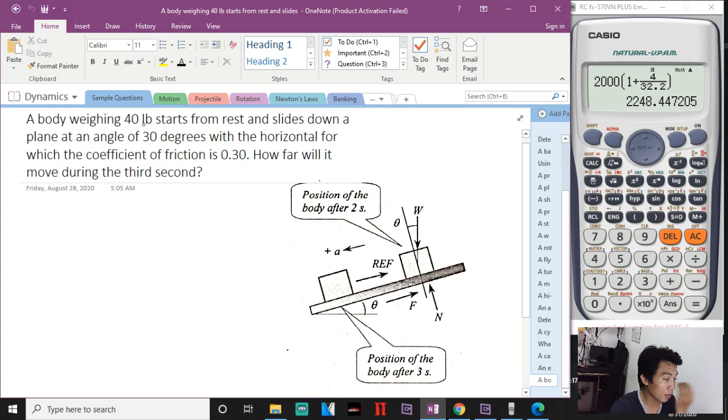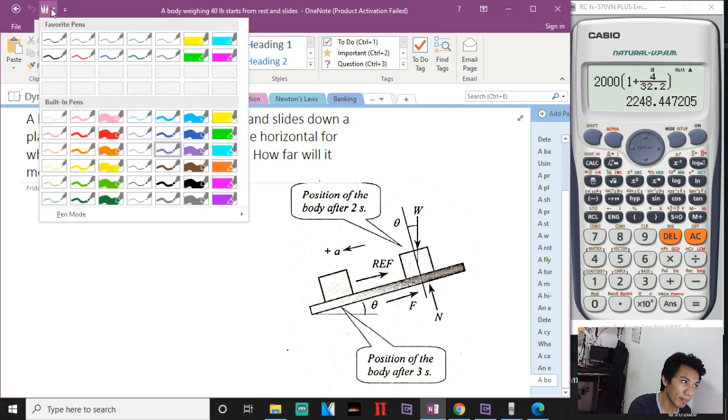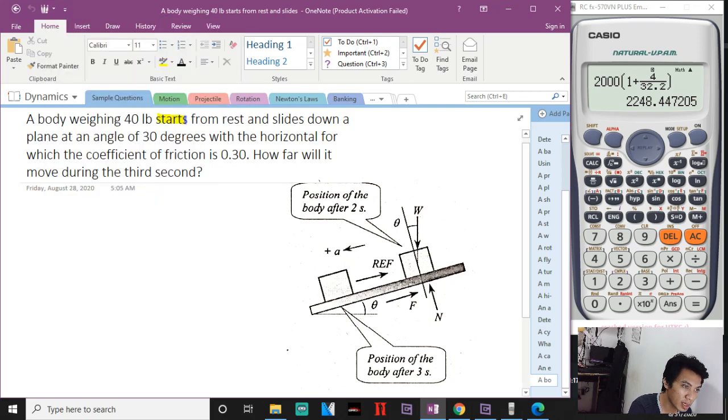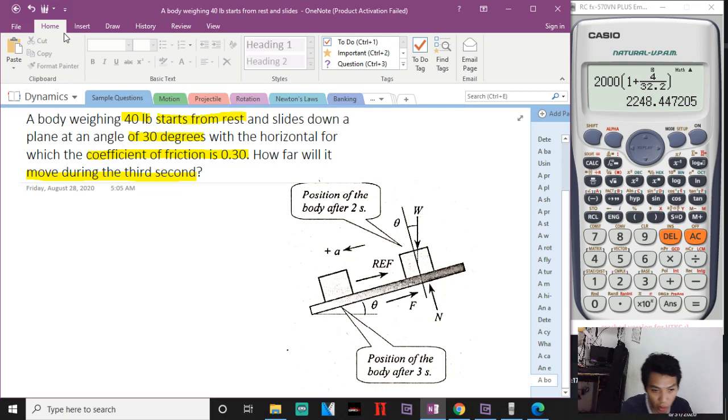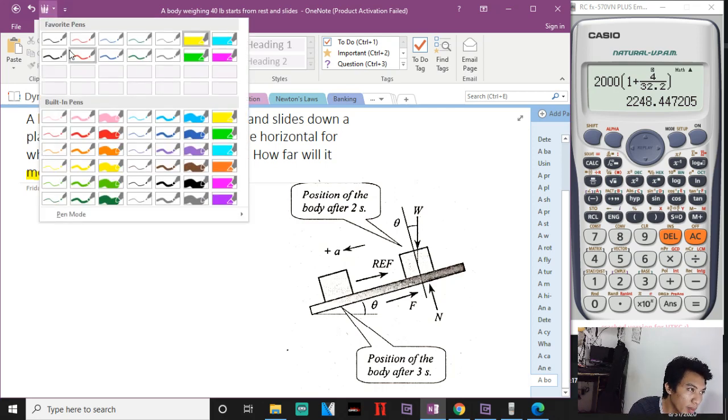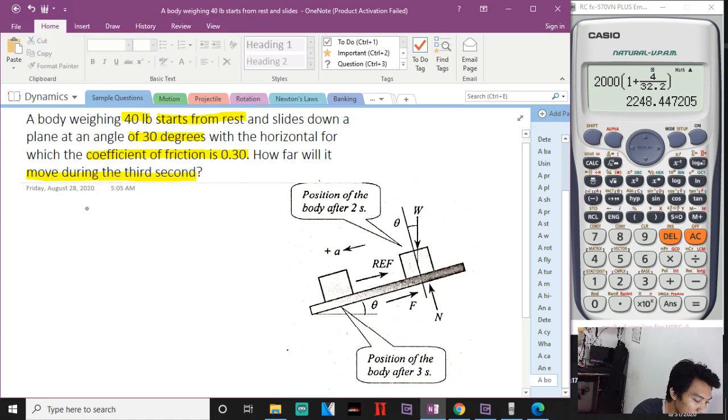a body weighing 40 pounds starts from rest and slides down a plane. Okay? Starts from rest. Okay? Yung mass niya. Slides down a plane at an angle of 30 degrees. So, given the angle, with the horizontal for which the coefficient of friction, now binigyan ka ng friction. How far will it move during the third second? Third second. Now, ganito yan. So, all you have to do is baguhin mo yung orientation, gawin mo horizontal pa rin. And then, ang gagawin mo is, i-draw mo yung summation of forces na incline.